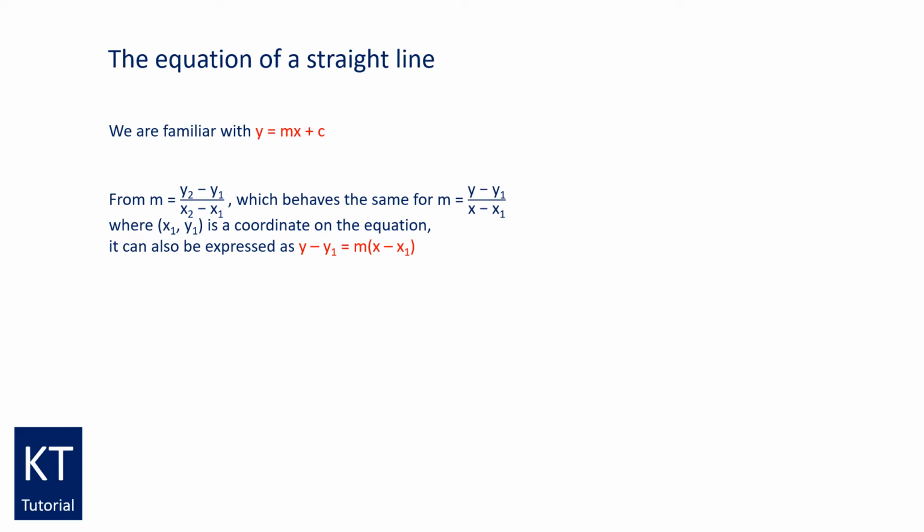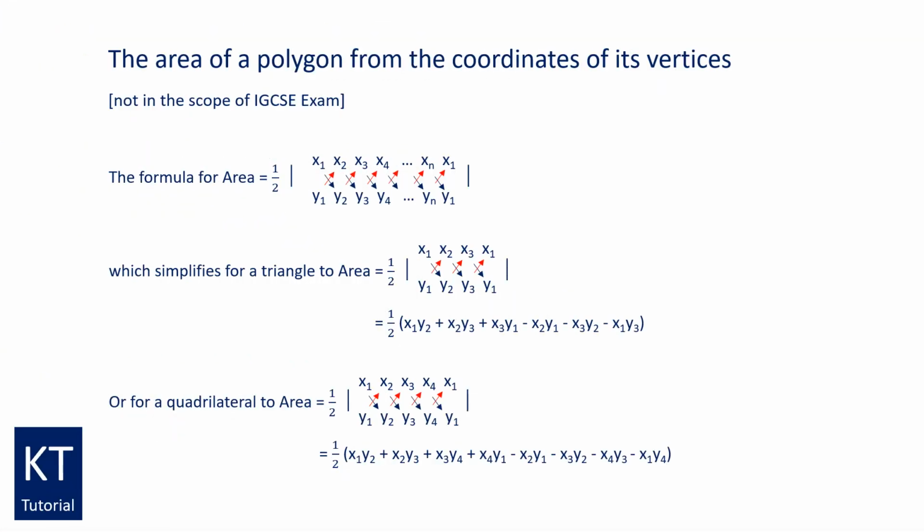As for the equation of a straight line, we should be familiar with y equals mx plus c. There is another way of expressing the equation of a straight line. This is y minus y1 being equal to the product of m and (x minus x1). On this slide, I put up the general formula of how one could calculate the area of a polygon from the coordinates of its vertices.